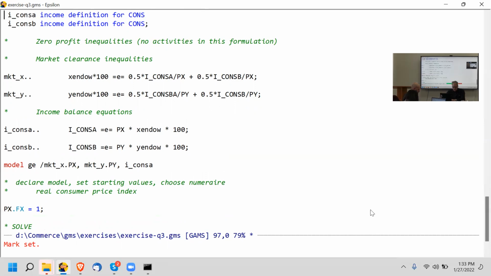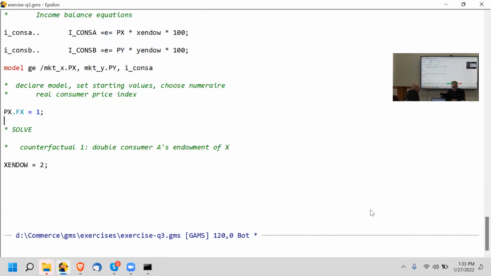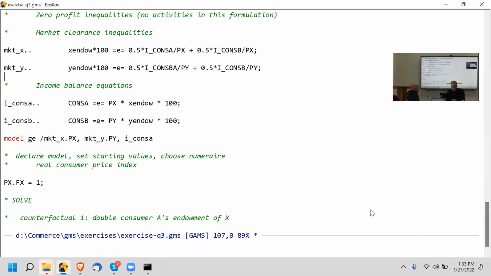Wait a minute. Now I have two. I think this is named twice. Oh, it should be cons A and cons B. I'm sorry, my mistake. So this guy should not be I, but that should be simply cons A. Okay. So, it's cons A dot cons A. Slash to finish off the declaration.